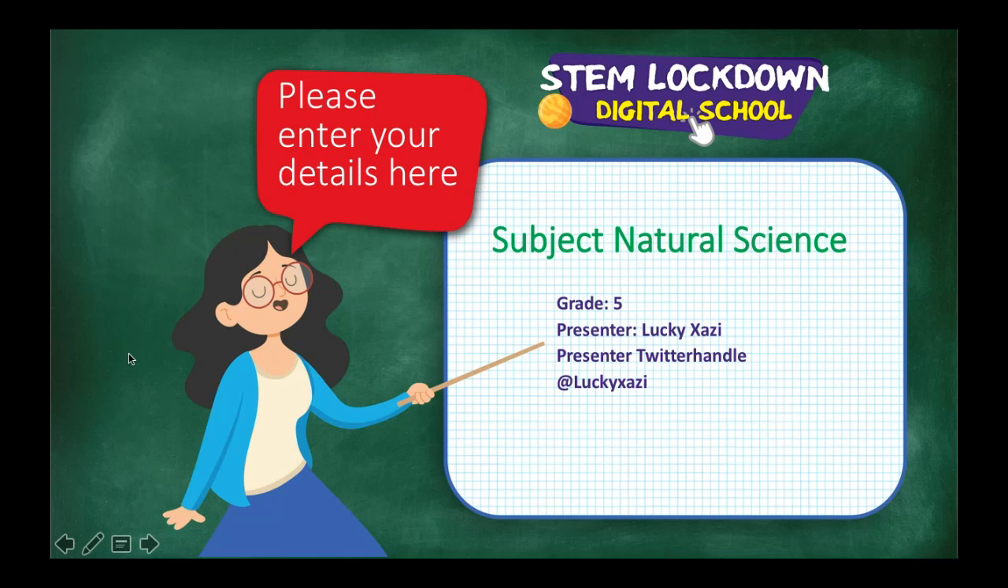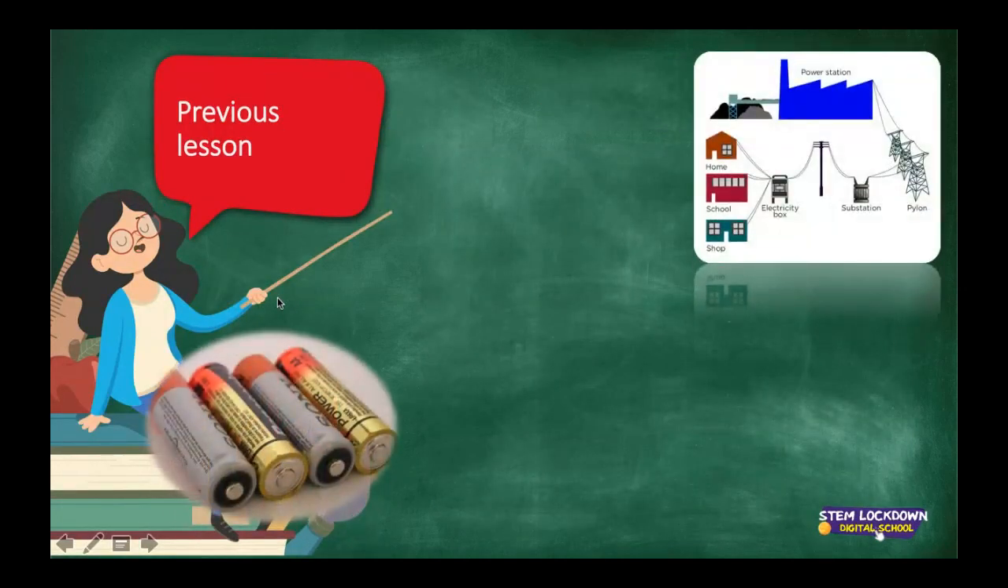As we start our lesson. On the previous lesson, we learned about batteries and cells, and also we learned about the mains of electricity, meaning that the mains of electricity is like a chain where electricity is formed until the end of the chain, which will be your home, your school, and shops. I hope you do remember what the topic was about yesterday.